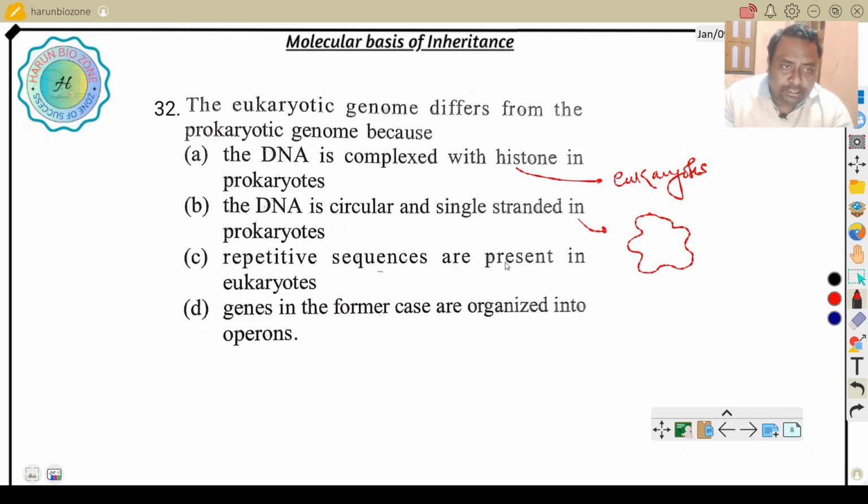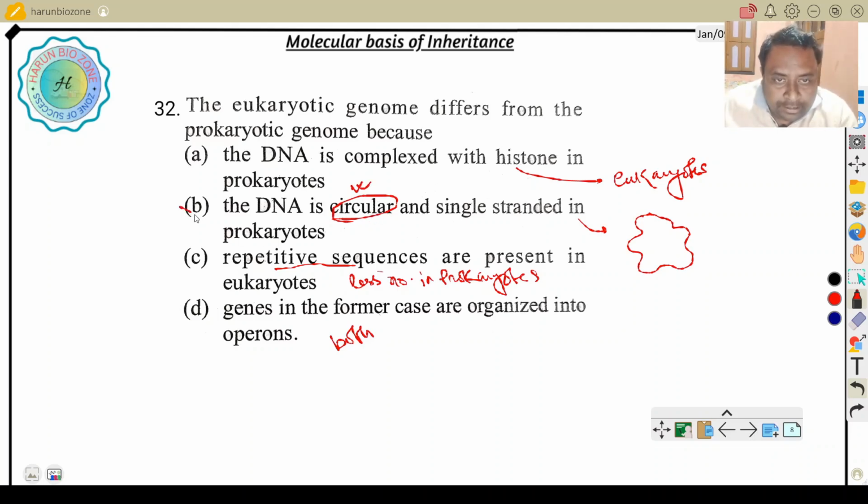Repetitive sequences are present in eukaryotes. It is also a right answer, because in the heterochromatin region, telomere region or satellite region, repetitive sequences are present in eukaryotes. In prokaryotes they are also present but in lesser number. Genes are organized into operons in both cases, but in prokaryotes the DNA is circular and single-stranded. Circular is the special character of prokaryotes. So this is the right answer.